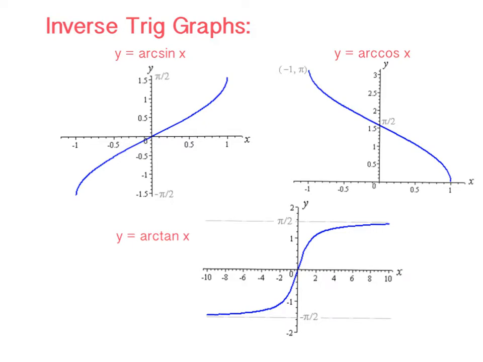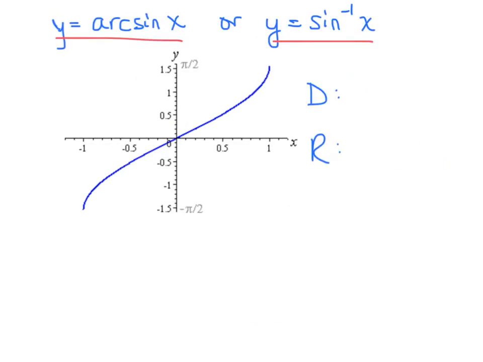Now we're going to talk about each one of these functions individually and break them apart, and also do some evaluating. It's stuff that we've done in the past, but we're going to bring it back to the forefront of your mind and make sure that you know how to evaluate an arc sine, arc cos, or arc tan function. We're going to start with our arc sine function, y equals arc sine x, or as I said, we can call it y equals inverse sine of x.